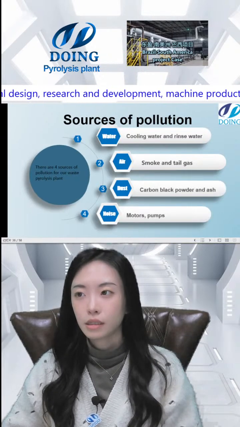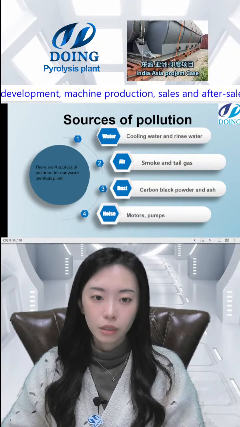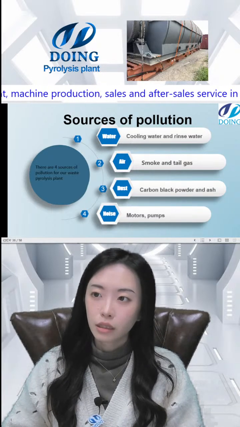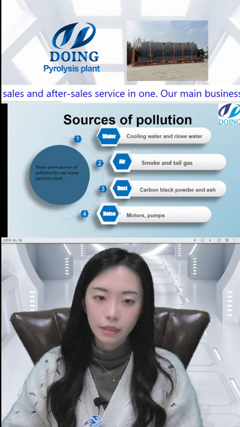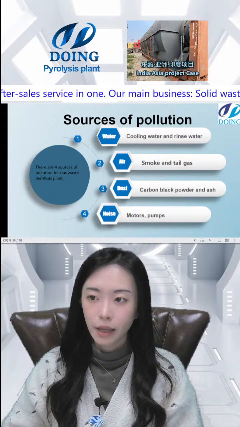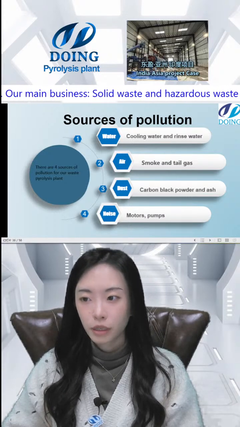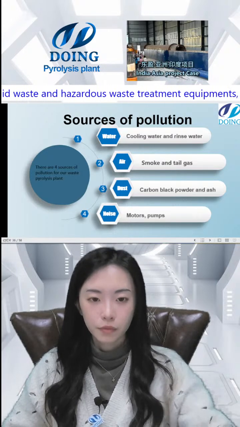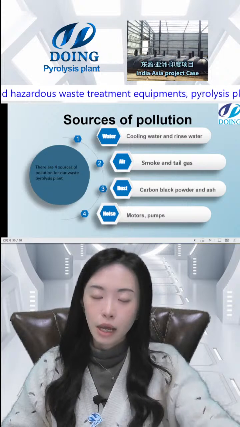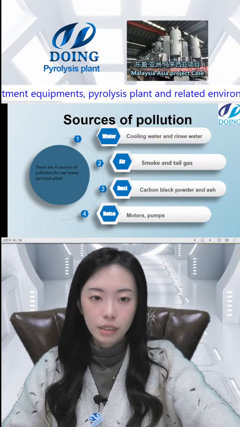You can see these are the sources of pollution. First, the cooling water and the rinsing water. Second, the smoke and tail gas. The third is the carbon black powder and ash. The fourth is the motors and the pumps, which cause noise pollution. We have these four kinds of pollution, and how do we solve them, or is there any pollution in this equipment? Let's have a look.